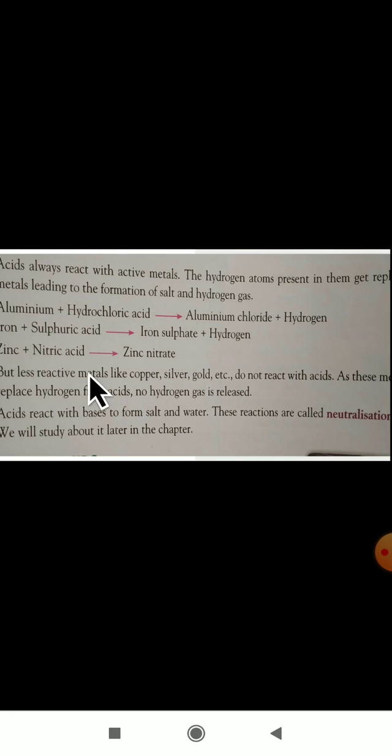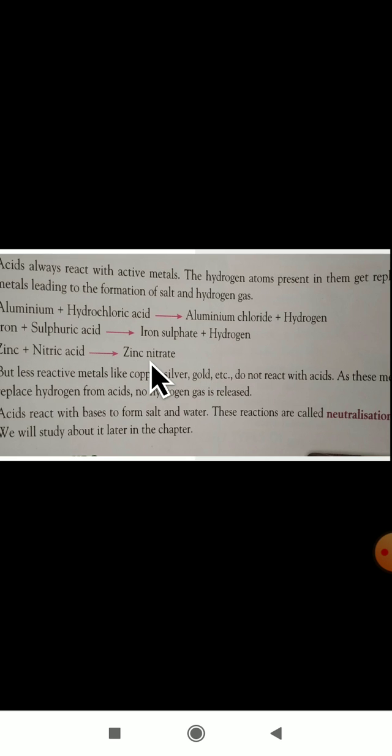Next one, zinc plus nitric acid. Nitric acid is an acid, zinc is a metal. Here aluminium, iron, zinc all are metals. Hydrochloric acid, sulfuric acid, nitric acid are acids here. If any one of the metals reacts with any one of the acids, then a salt is formed and hydrogen gas is liberated. Zinc plus nitric acid, zinc nitrate is formed.